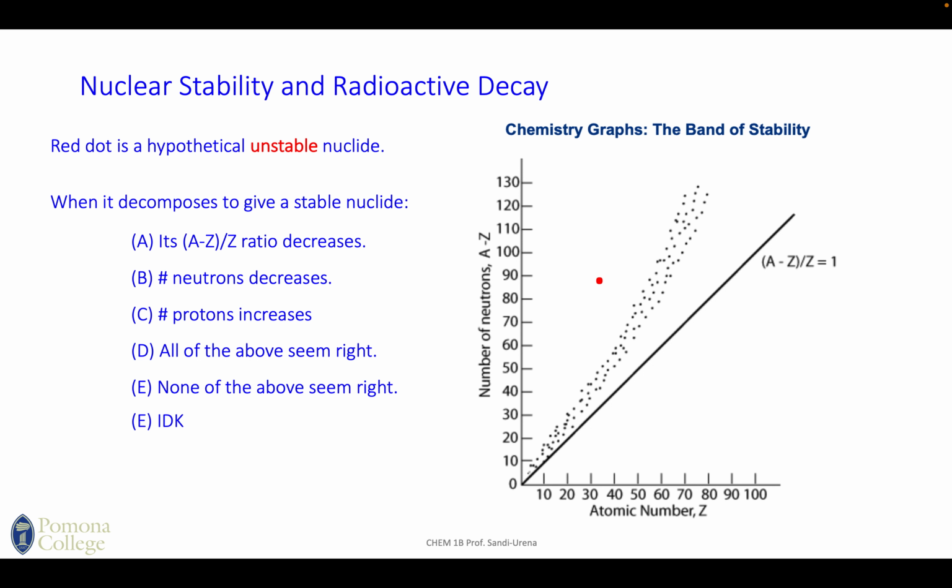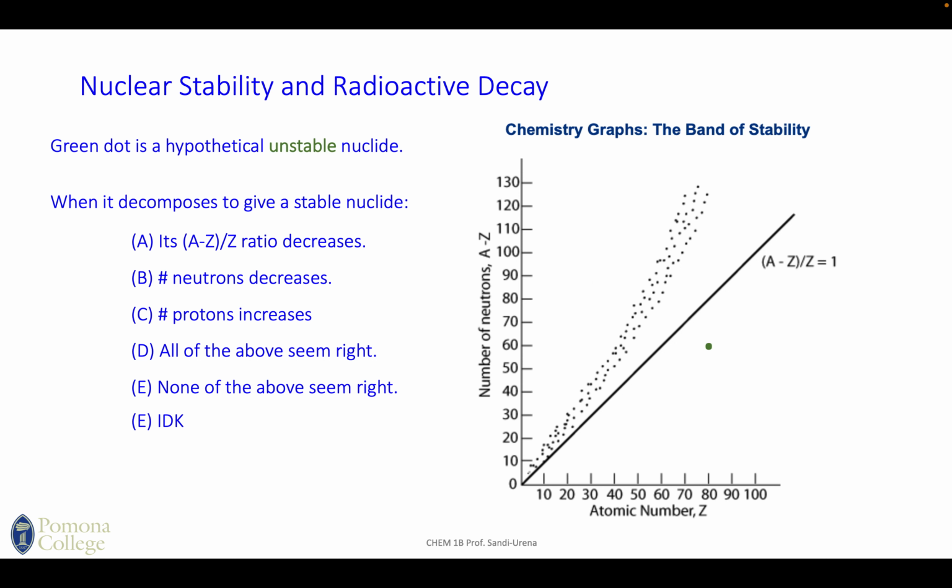Let's say that we have this red dot. It's a nuclide. Evidently, it is unstable because it's not on the band of stability. And the question is, when it decomposes to give a more stable nuclide, what happens? Okay? So if it is unstable, it will decompose, it will decay to become more stable, which means it will tend to get closer to the band of stability.